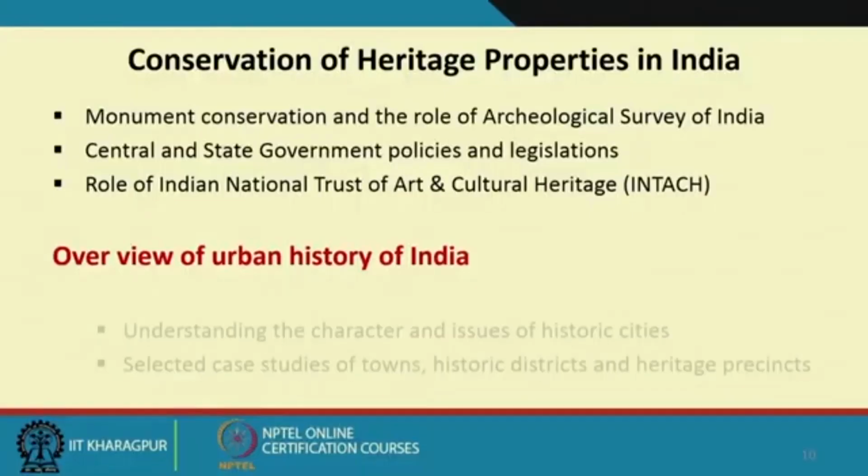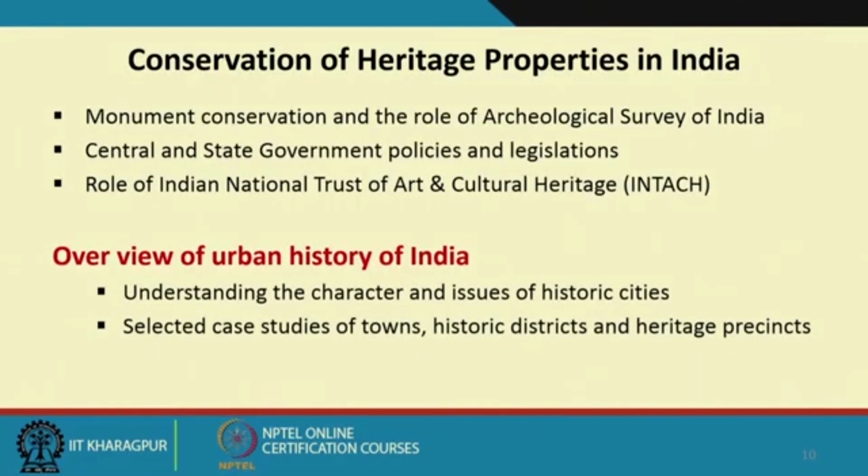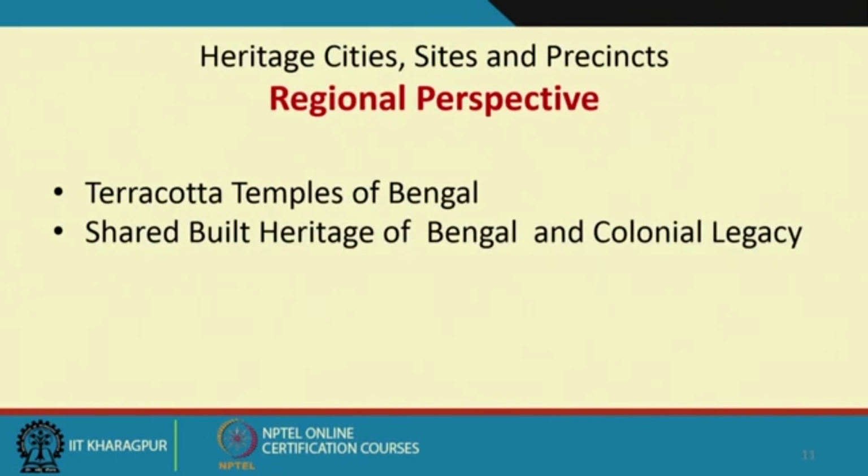There is Jaipur, there are many of the South Indian cities where there was a temple town and now they have grown. So, we have to understand these layers and how they have contributed to what we see today, and from there where do you go. So, understanding the character and the issues of the historic cities, and through certain selected case studies of towns and historic districts and heritage precincts, we will talk about these specific situations in India, just to have a glimpse of that.